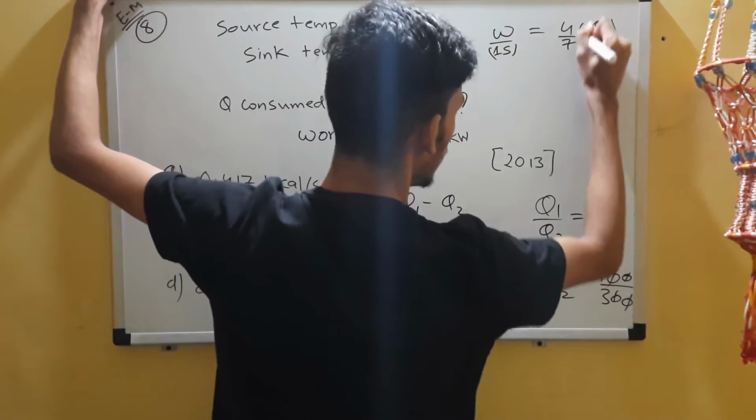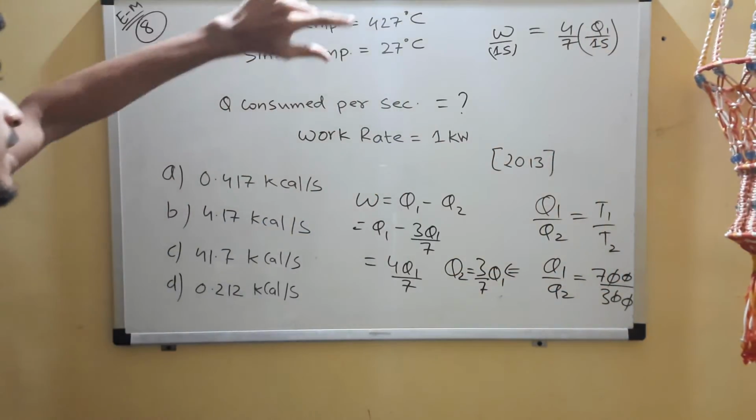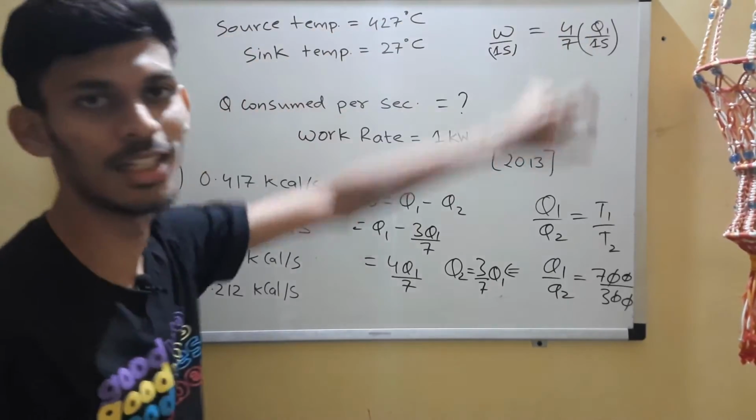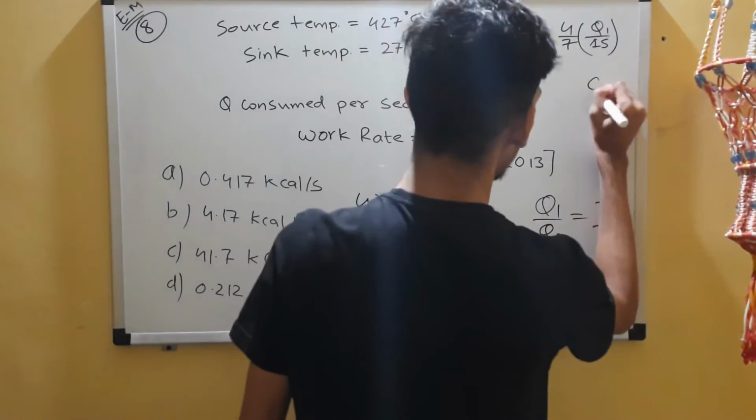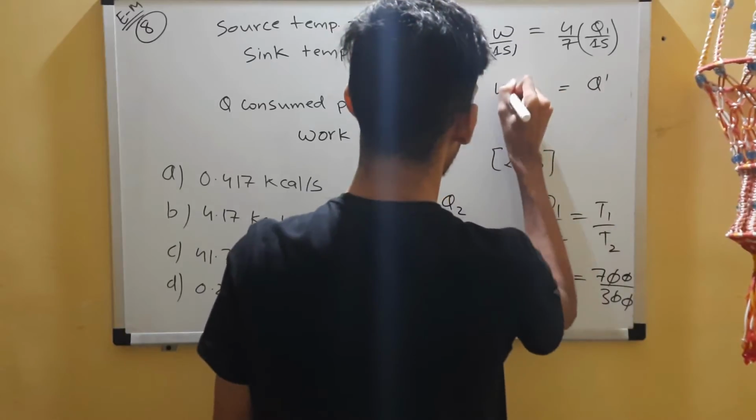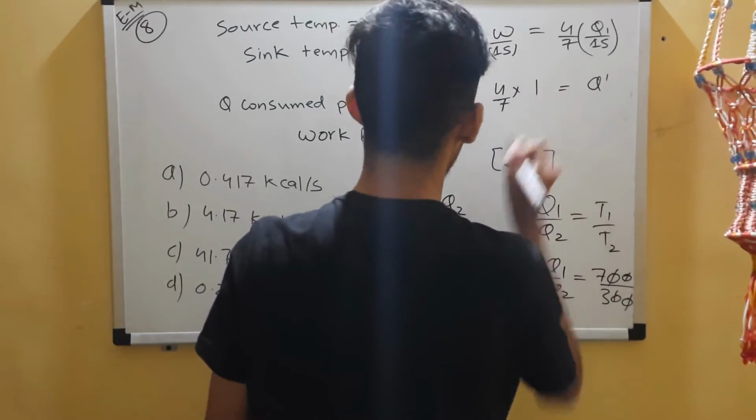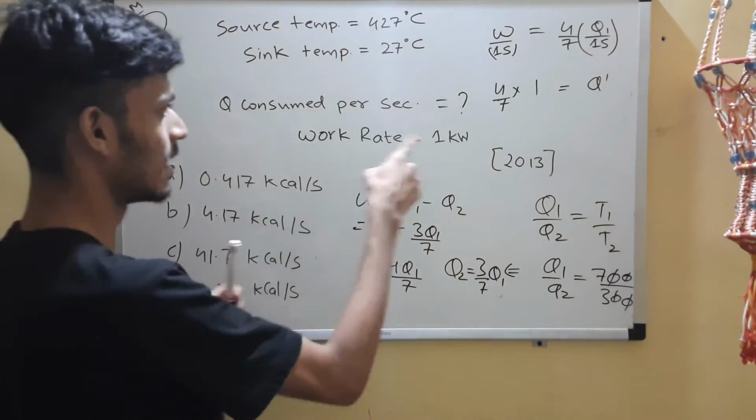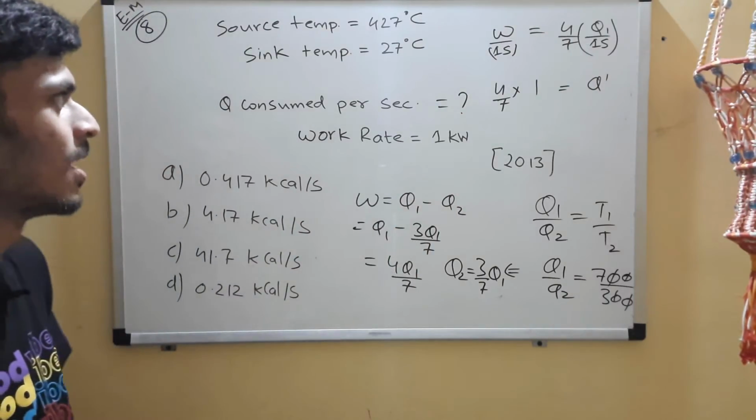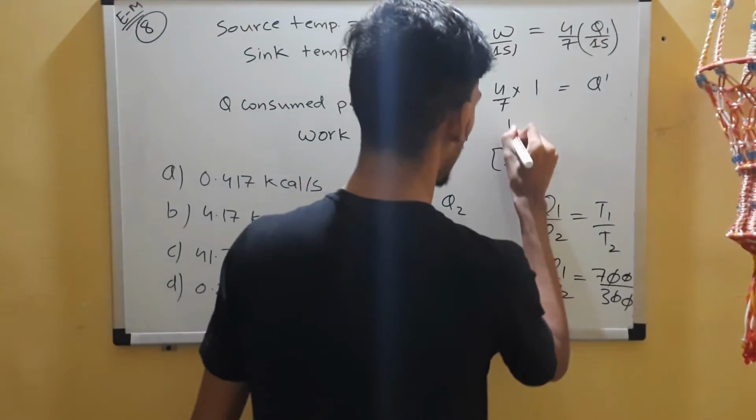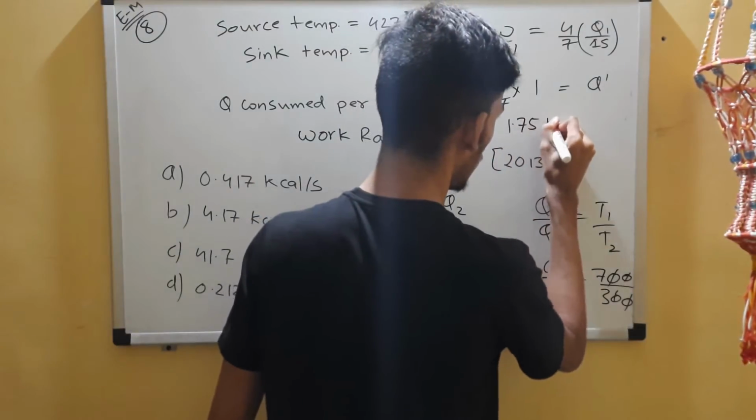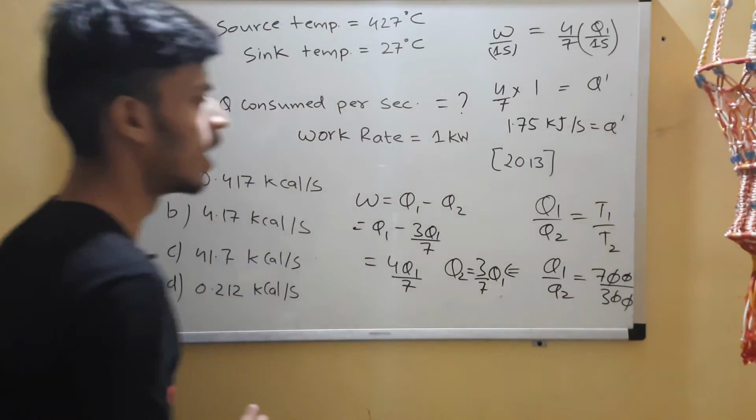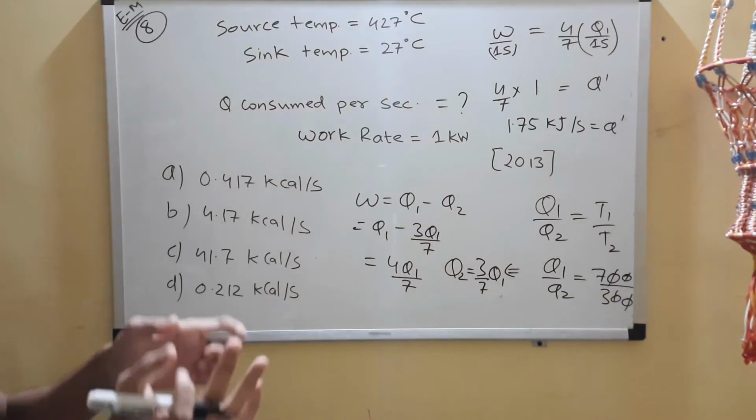This thing in parenthesis is the thing that we want, right? Heat consumed per second, Q1 per second. So let's name it Q dash. The value of Q dash will be 4 by 7 into 1 kilowatt. This is nothing but rate of work. Rate of work is given as 1 kilowatt. So this value will be 1.75 kilojoules per second.